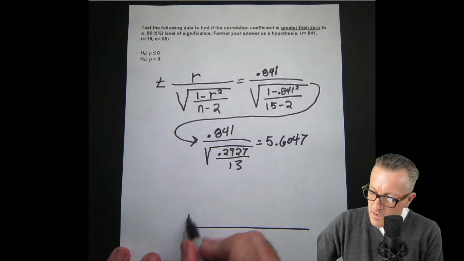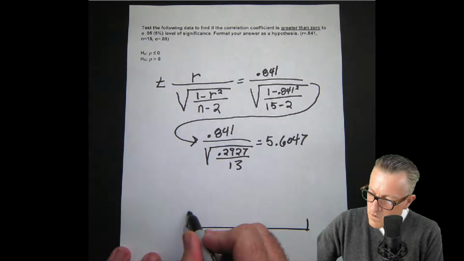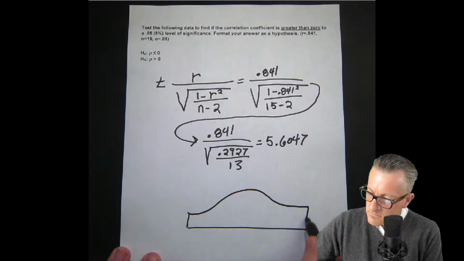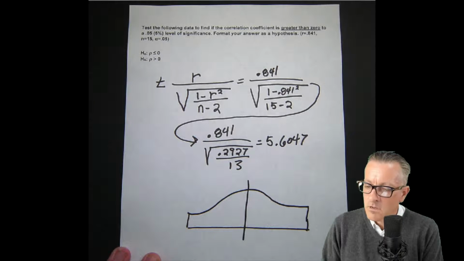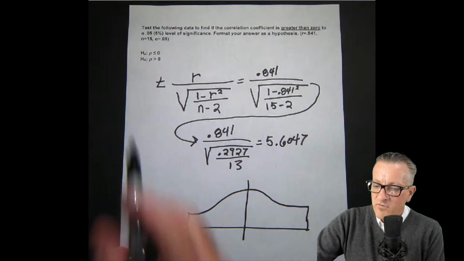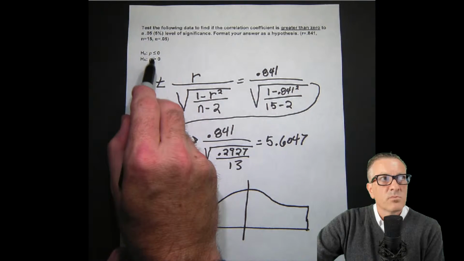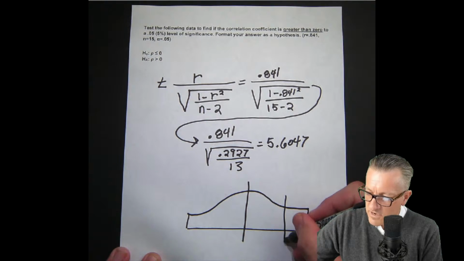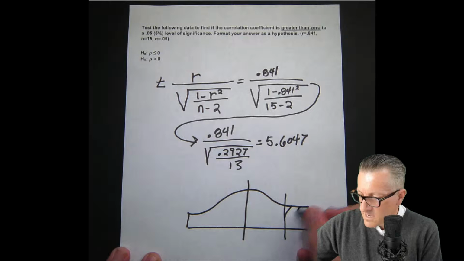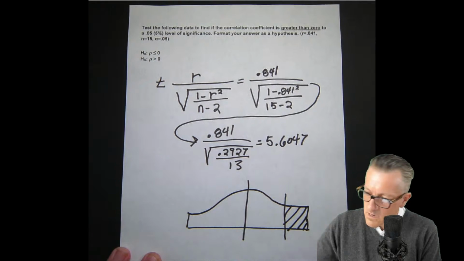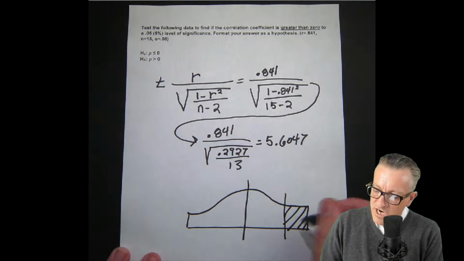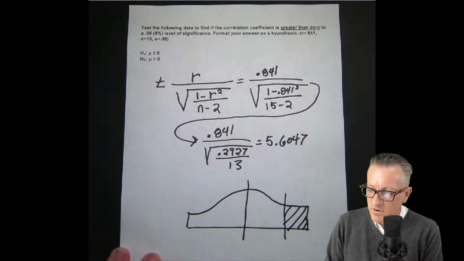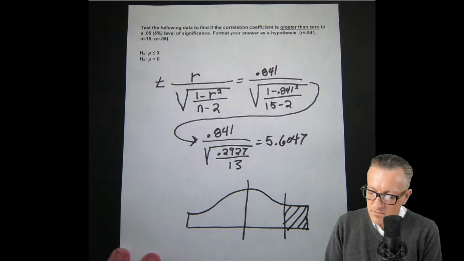Okay, so this is a one-sided test, and we're testing to see if it's greater than 0. I draw my distribution. If we look at the alternative hypothesis, it's pointing to the right. So we're going to be working over here, and our rejection zone is over here on the right, if we're still using the rejection zone on this one. There are other ways to do this, but for this one I'm doing the rejection zone.